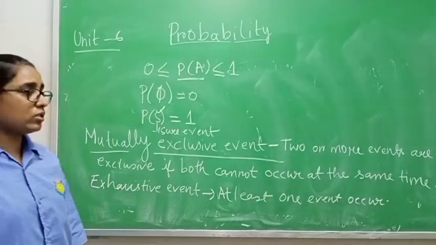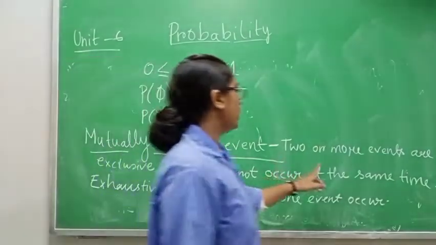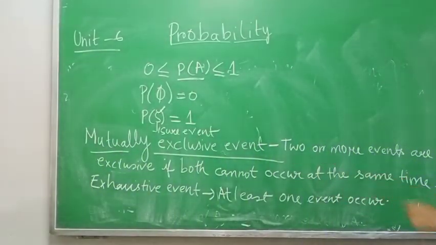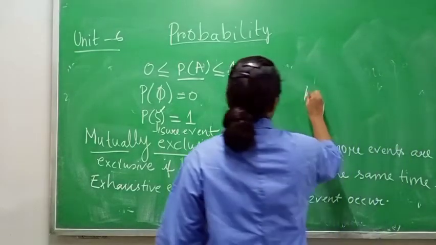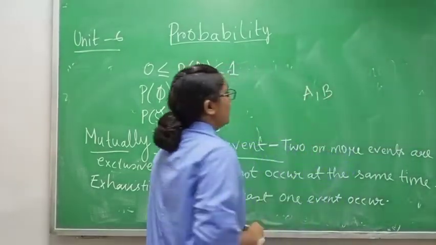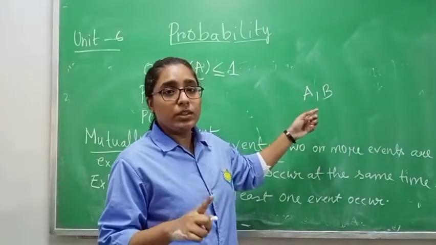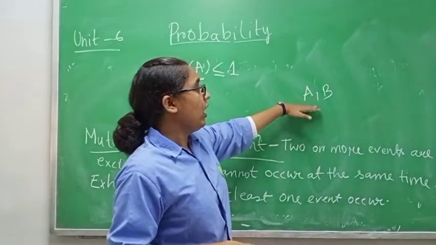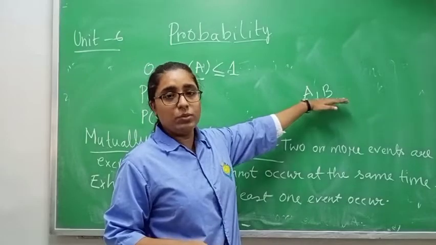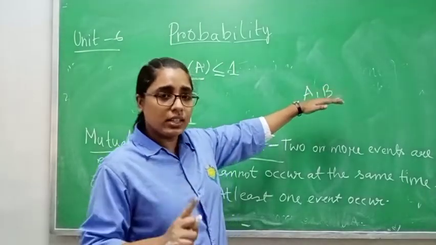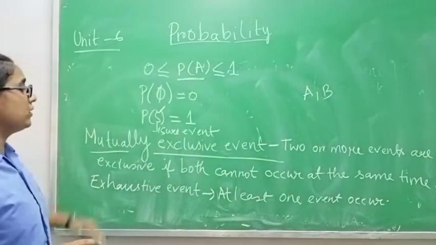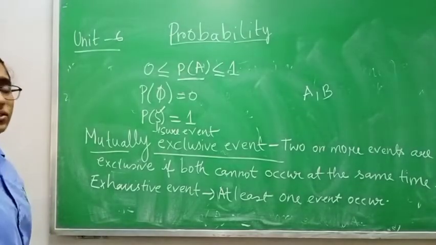Now, mutually exclusive events. What is a mutually exclusive event? Two or more events are mutually exclusive if both cannot occur at the same time. Suppose you have two events, A and B. They cannot occur at the same time. Either A will occur or B will occur; they both will not occur at the same time. That type of event is known as a mutually exclusive event.